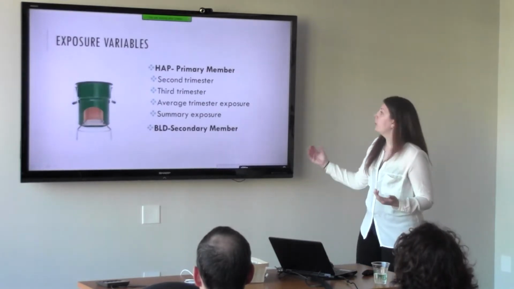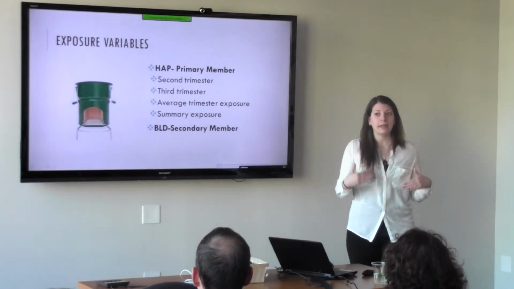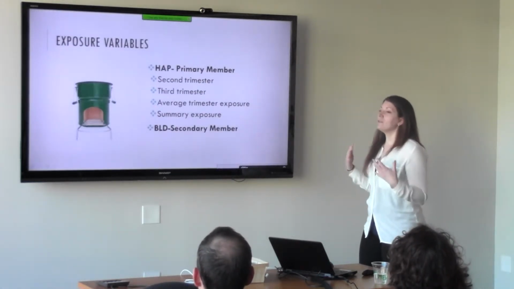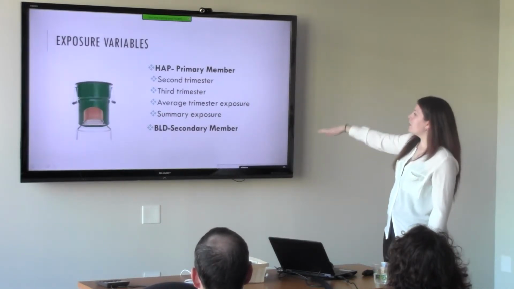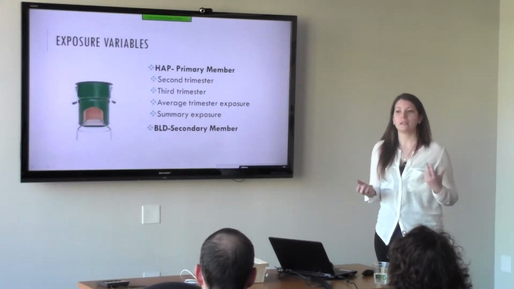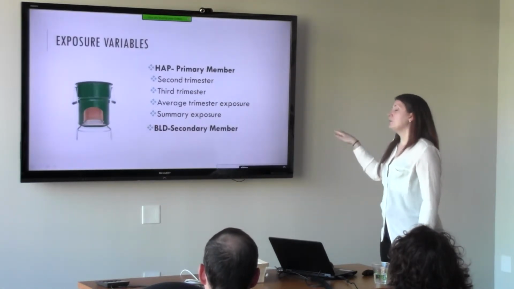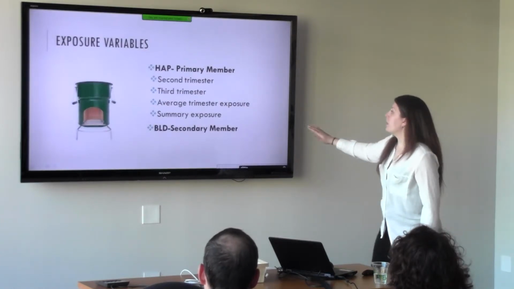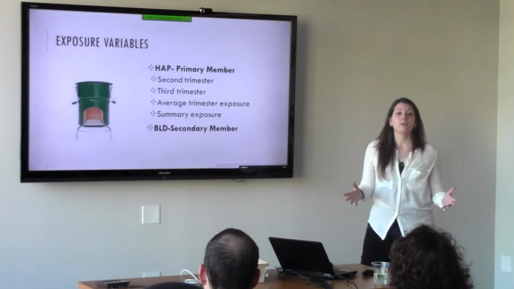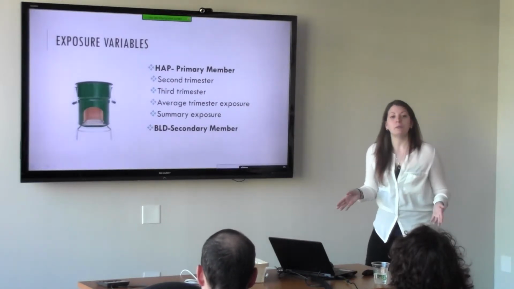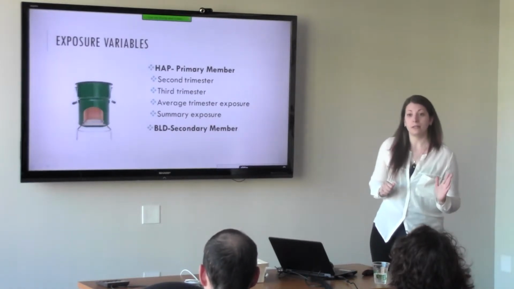So what I ended up with were these exposure variables. Obviously the largest pair is going to be primary member versus secondary member. And if I slip and say HAP versus BLD, I hope you'll follow along, because I am sorry about that. Like I said, the primary members had a little bit more complex exposure measurements taken: second and/or third trimester. If they had both, it was averaged. And then ultimately, depending on which was available for each household, I created a summary variable, which was an overall. Every household had an exposure measurement, and it paired cleanly with the BLD. So there were 33 exposures for HAP, 33 exposures for secondary BLD.